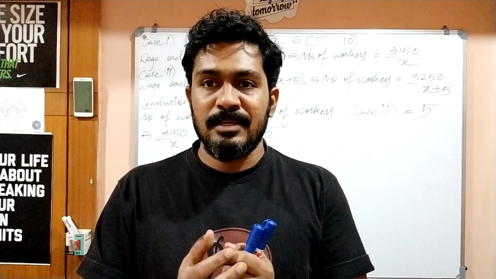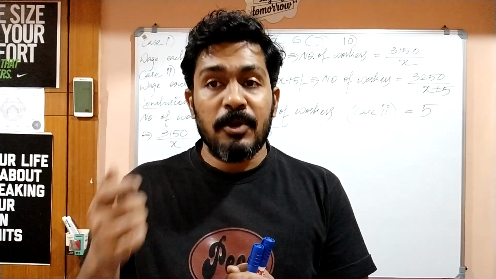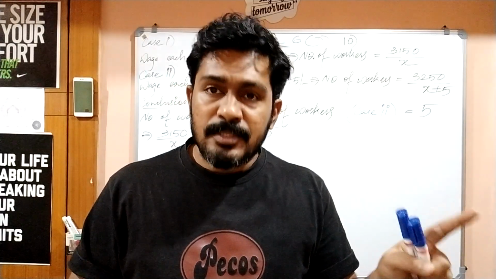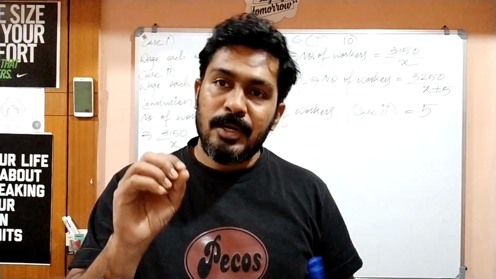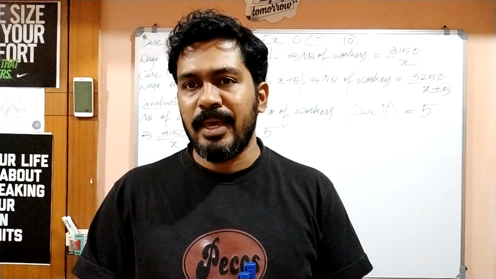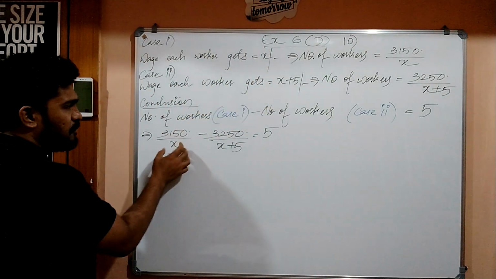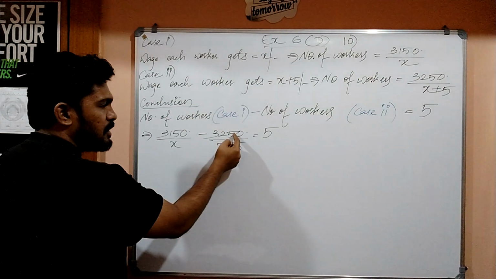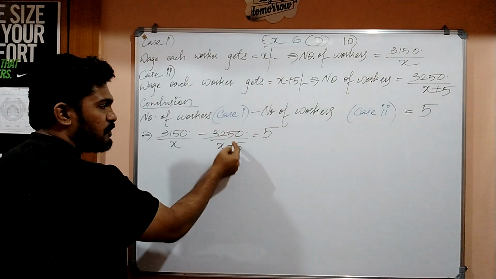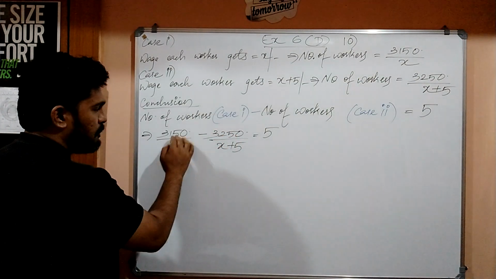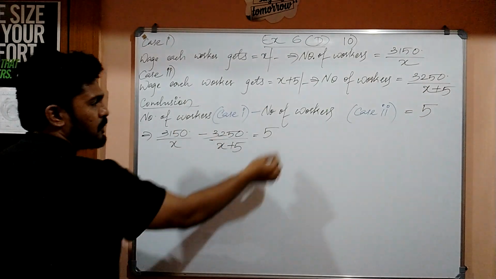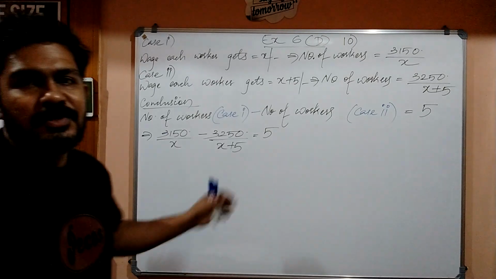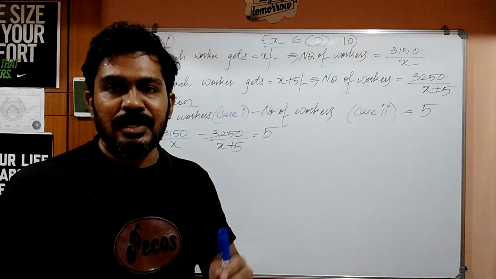So that is the reason I have written the number of workers in case number 1 minus the number of workers in case number 2 is equal to 5. Okay, children, number of workers in case number 1 is 3150 upon x. Number of workers in case number 2 is 3250 upon x plus 5. If you find the difference between these two, the difference will be equal to 5. So this is your required initial equation.